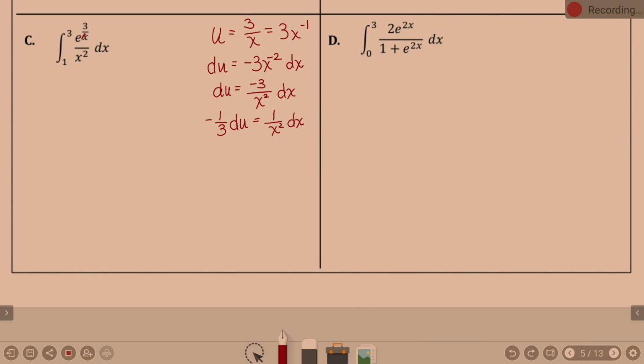We're also going to need to do our u substitutions. These are x's. So if x is 1, what about u? It's going to be 3 divided by 1, which is 3. If x is 3, then u is 3 divided by 3, which is 1. Are we ready?